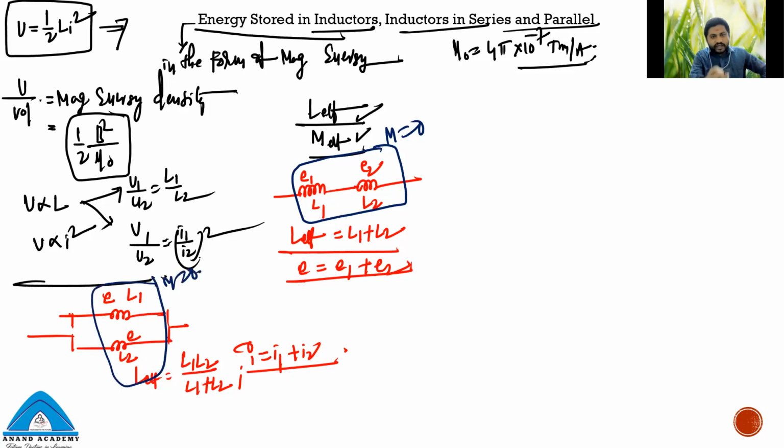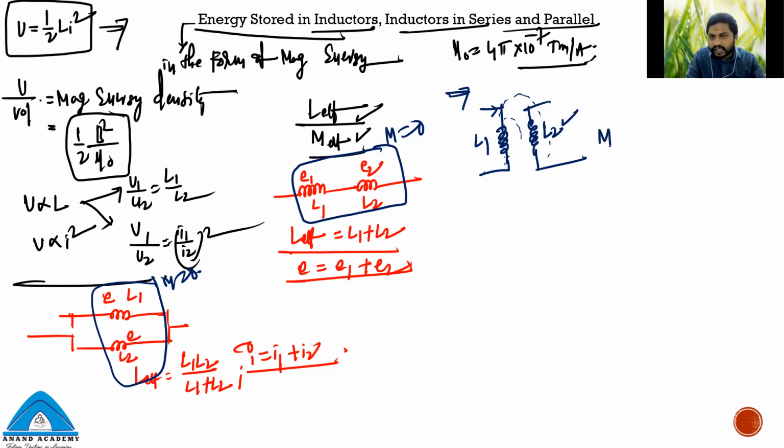When mutual induction is there, what happens? I'll tell you, listen carefully. Imagine this is an inductor of inductance L1 and this is also an inductor of inductance L2. Imagine the current is flowing through this coil. It will produce a magnetic field, and that magnetic flux will be linked with this coil. The mutual induction linked between these two is equal to root L1 into L2. Understand? So M is equal to root L1 L2.